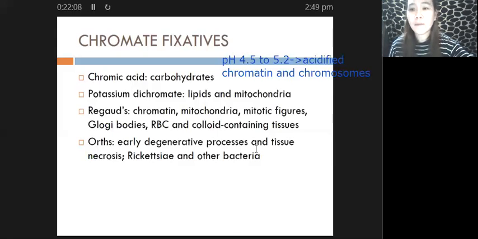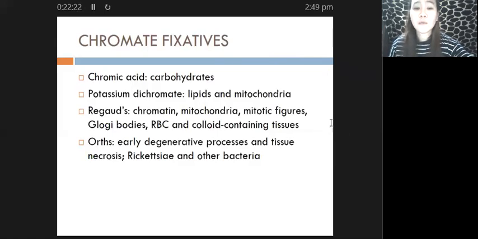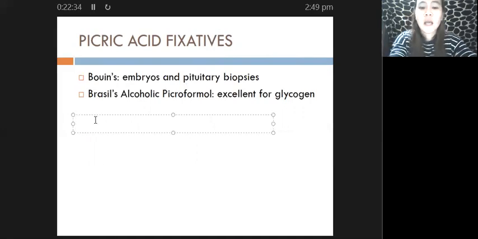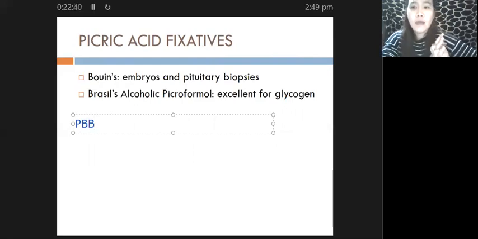All right, so those are the different metallic fixatives that we can use in the laboratory, as well as their respective uses, advantages and disadvantages. Now let us move on to another group of fixatives which we refer to as your picric acid fixatives. What is our mnemonic for our picric acid fixatives? We have your PBB: picric acid fixatives, Bowen's, and Brazil's alcoholic picroformol solution.